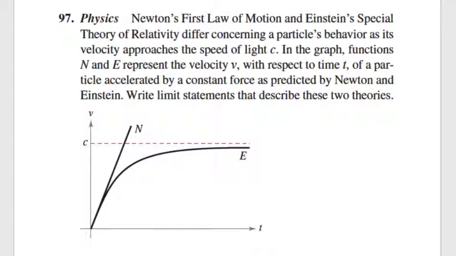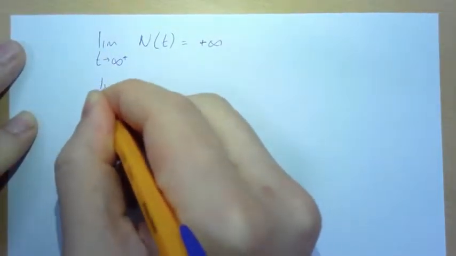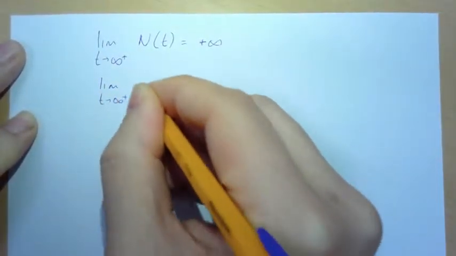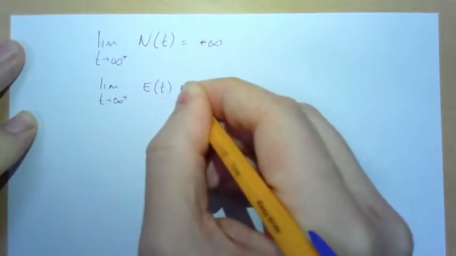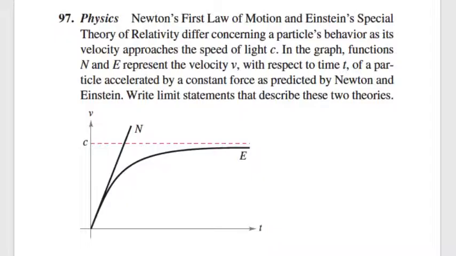On the other hand, what happens when t goes to infinity for the function e of t? The limit as t approaches infinity of e of t. In this case, the limit is c. We are approaching y equals c. We're getting infinitely close to the horizontal asymptote. So that's it for the first question.